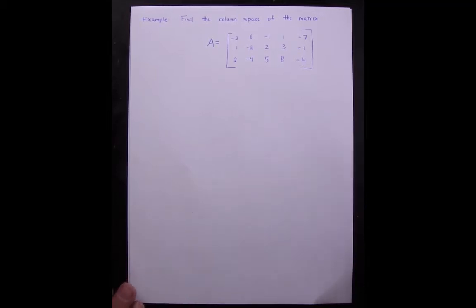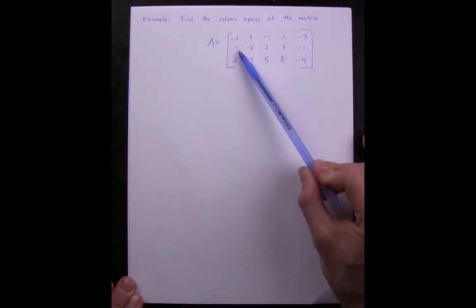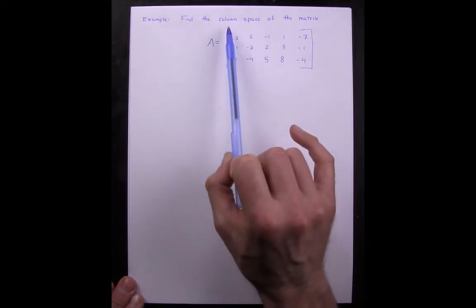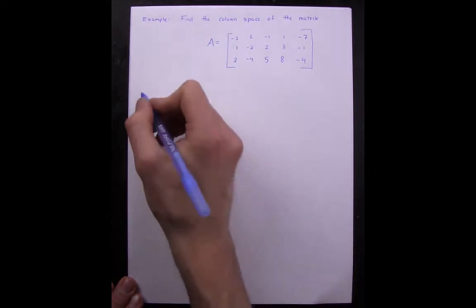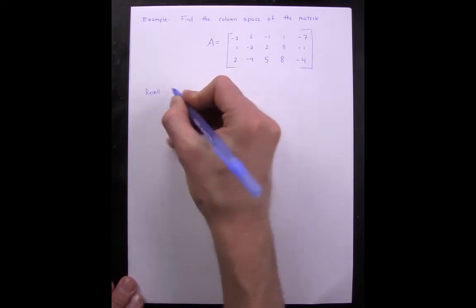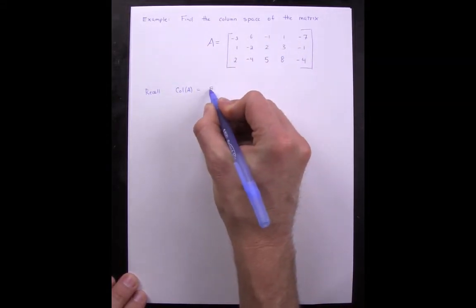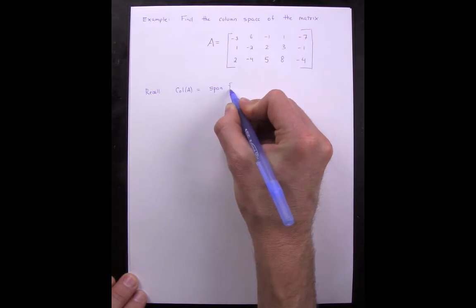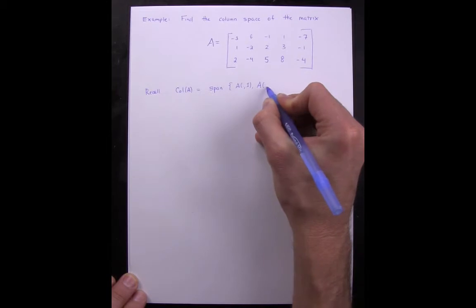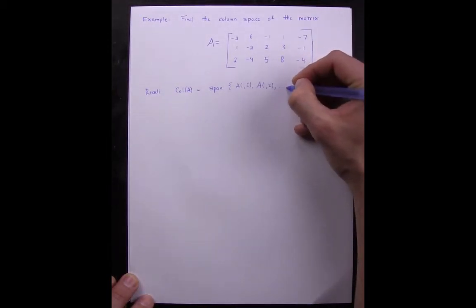Welcome back. In this example, we return to our previous matrix A, which was a 3 by 5 matrix. We're going to analyze A, and this time we're going to find the column space. In order to do this, we recall that the column space of A was the span of the columns of A. Here we use the MATLAB colon notation representing the columns.